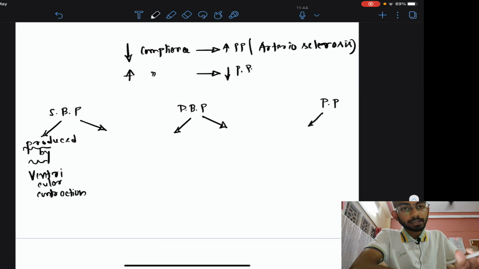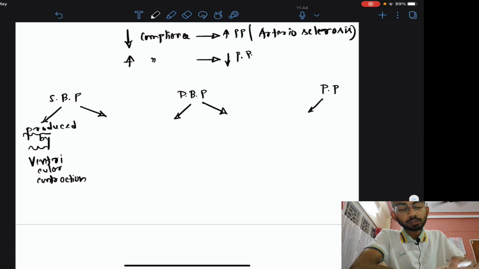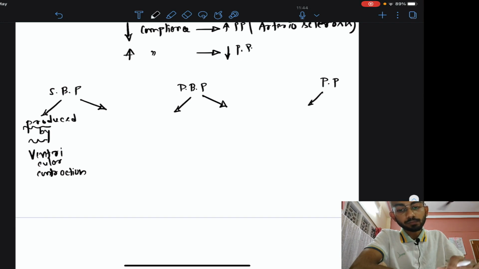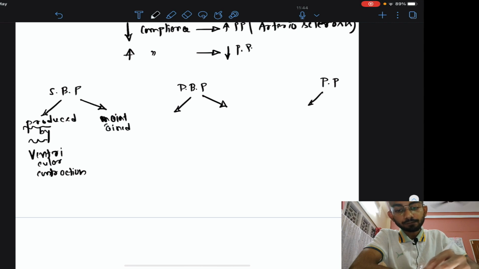Very obvious. As the ventricles pump, that will produce a pressure known as the systolic blood pressure. And what is it maintained by, guys? The systolic blood pressure is maintained by the cardiac output. This is also very obvious. Now let us move on to the diastolic blood pressure.